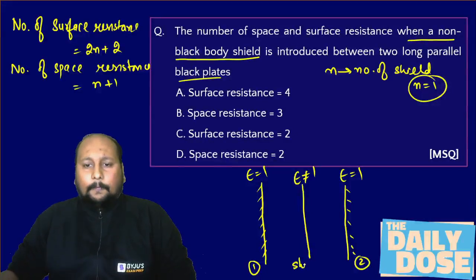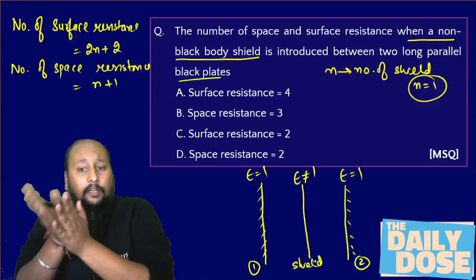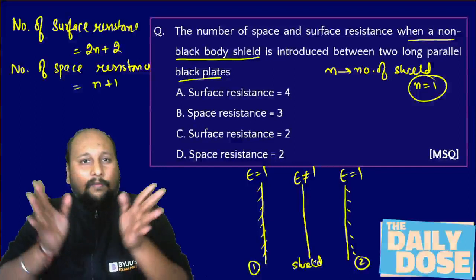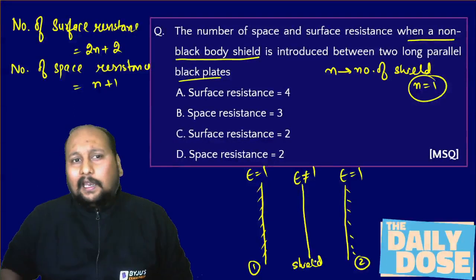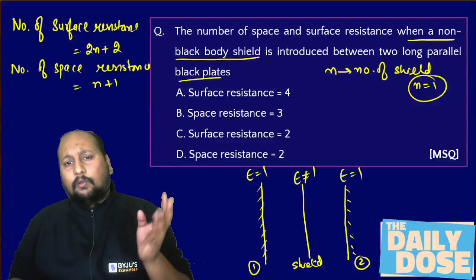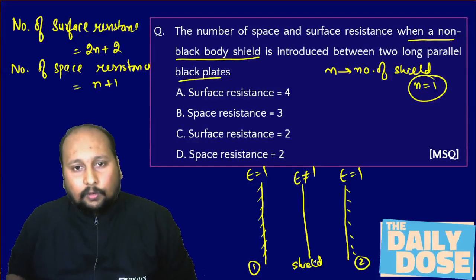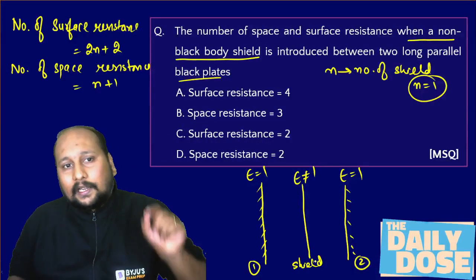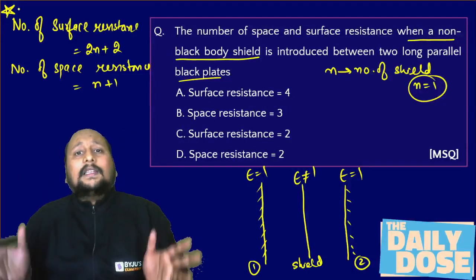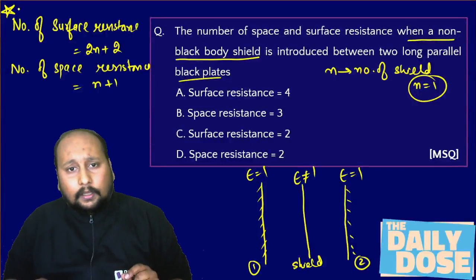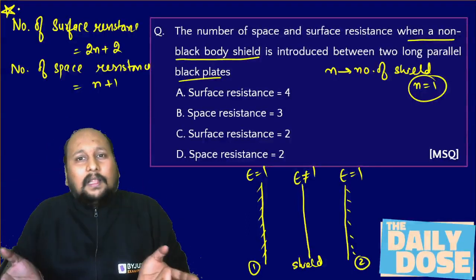This is your shield. And I hope everyone knows a shield is basically introduced to reduce the rate of heat exchange between two surfaces. Now, coming back to the question, if you try to apply n equal to 1, you will get surface resistance equal to 4 and space resistance equal to 2, which is incorrect. The reason being, you can only apply this formulation when all the surfaces are non-black body. So let us understand then what will be the answer for this.